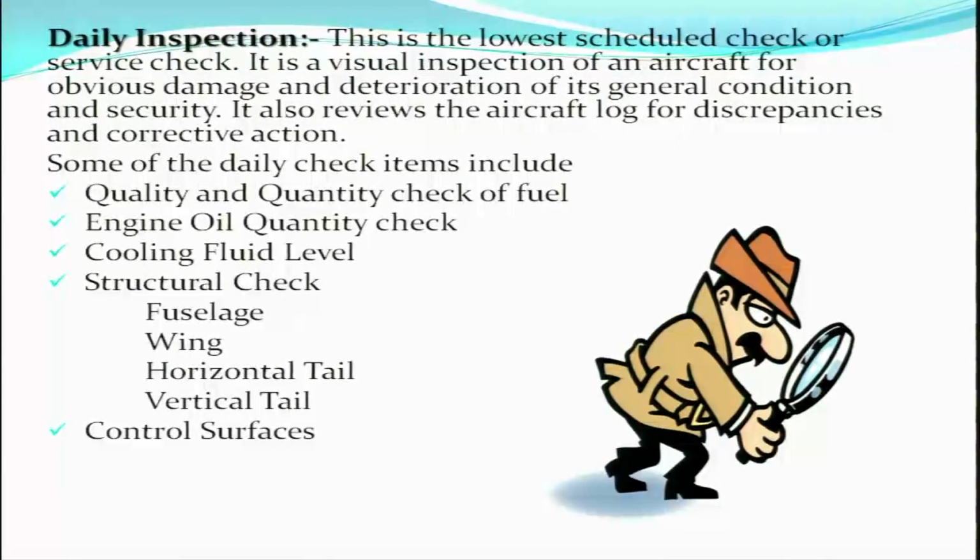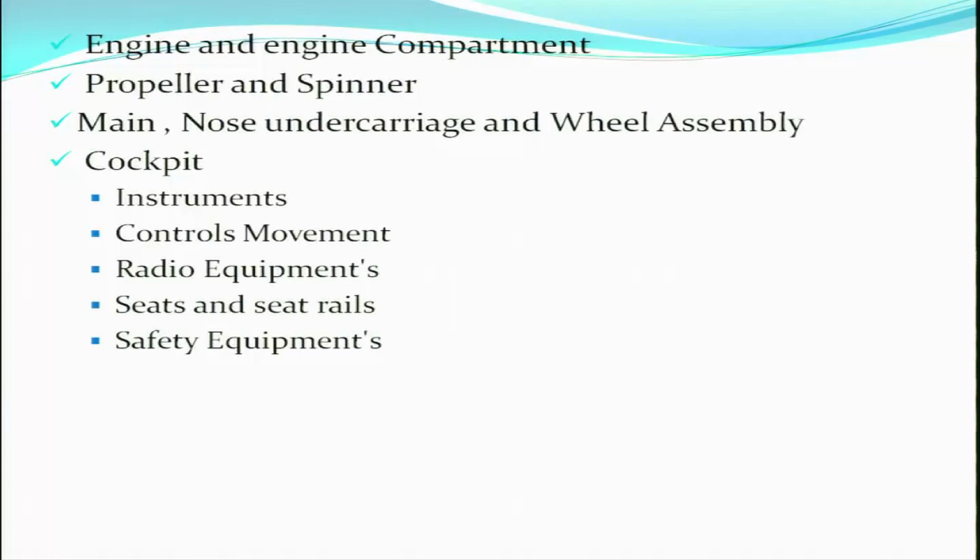The structural checks, as part of the daily inspection, we do some visual checks on the fuselage, on the wing, the horizontal tail, the vertical tail. All visual inspections are to be done on the aircraft. Further, the control surfaces are checked for free movement. The engine and engine compartment is checked. The propellers and spinner is checked. The main landing gear, the nose landing gear, and the wheel assemblies are checked.